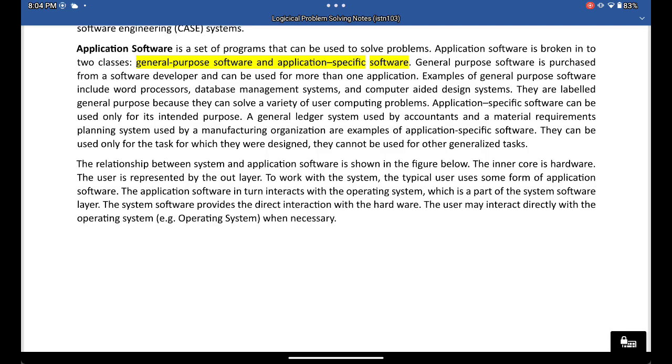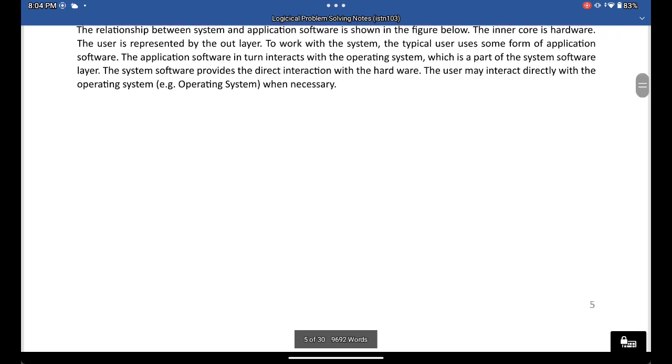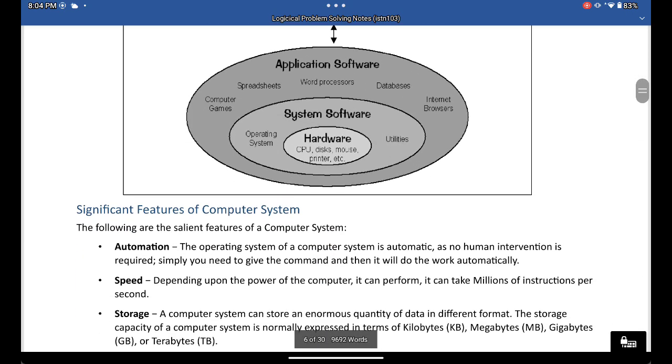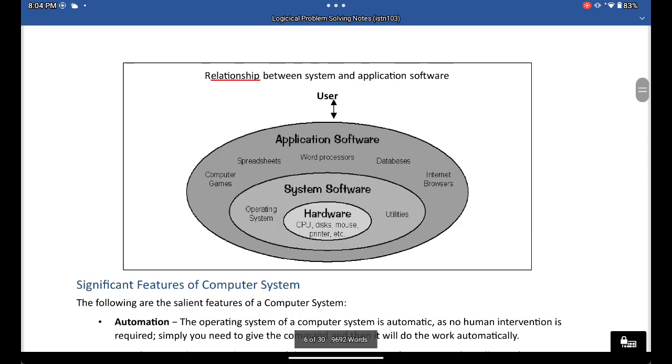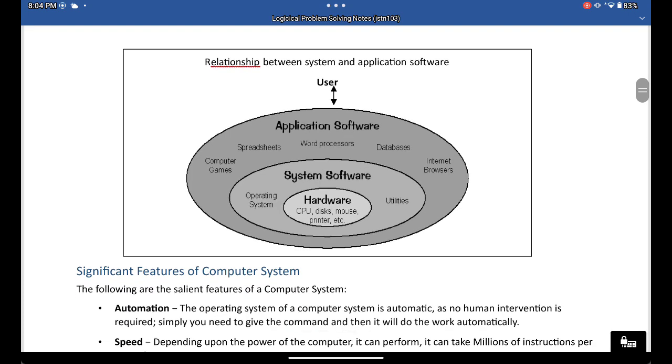If you buy a software for a particular application, for example, an application to do accounting work, that's only for accounting work on that application, therefore it's only specific to that application, therefore application specific software. Application software, system software, hardware and the user are interchangeably related, right?